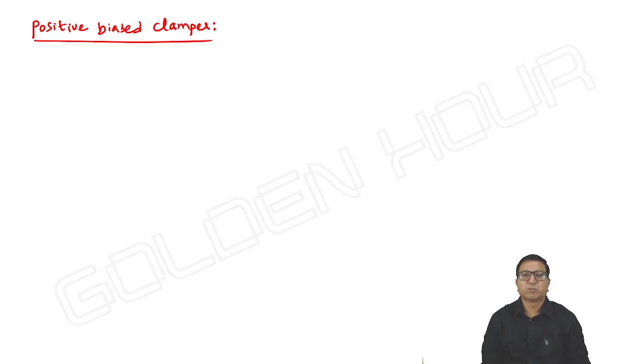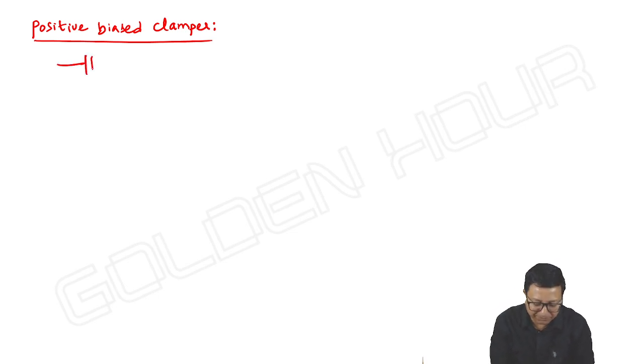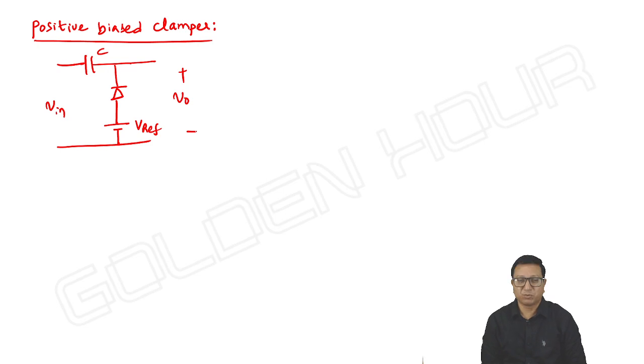Next circuit is the positive bias clamper, or positive clamper circuit, with some reference voltage. How does the circuit appear? The diode is directed upwards. It's a positive clamper for which I am adding some reference voltage, V reference. Capacitor, V input and V output. What might be the output here?